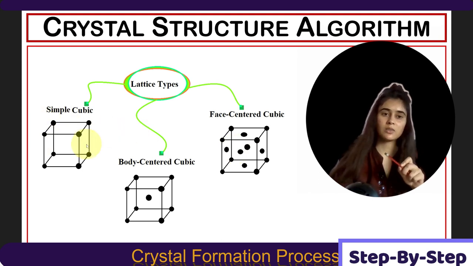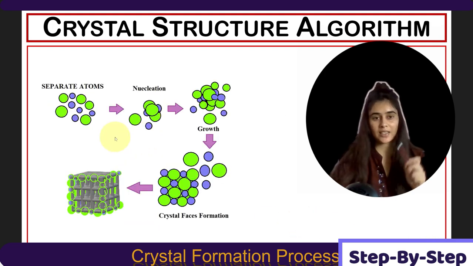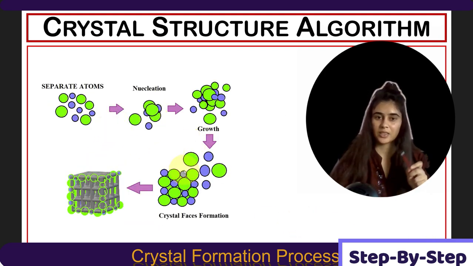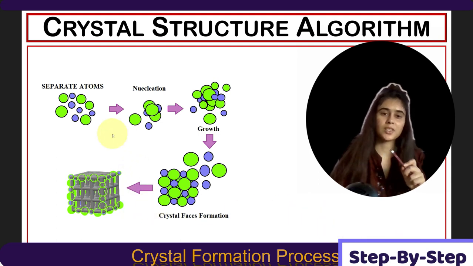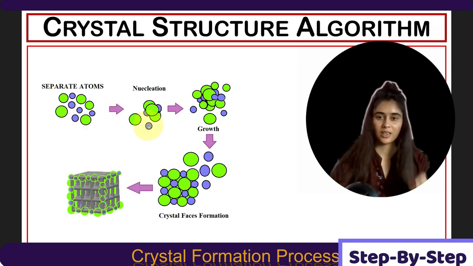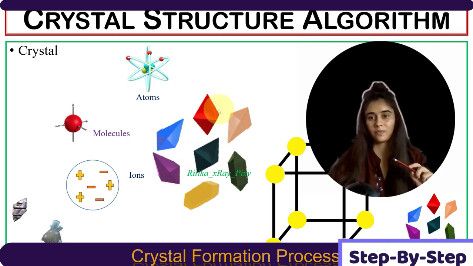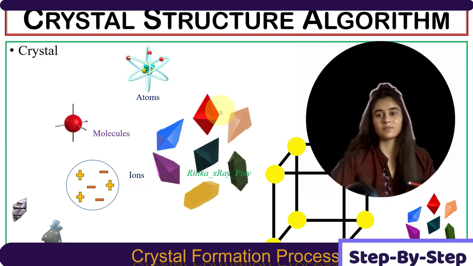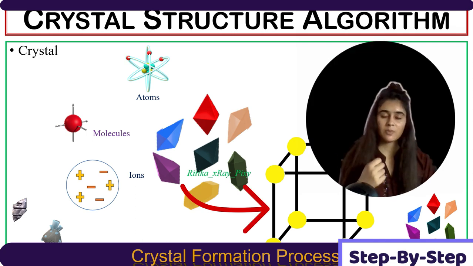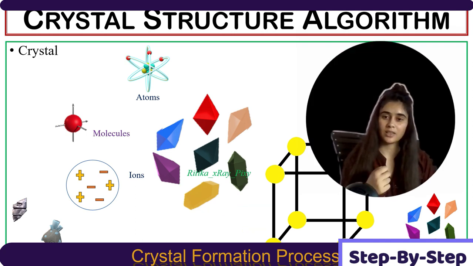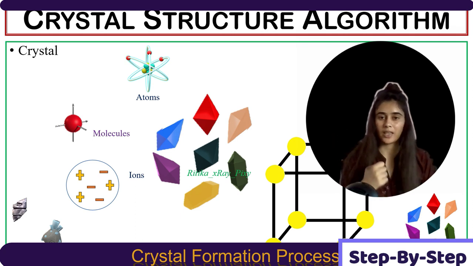The key to crystal formation is the formation of the crystal lattice. A lattice is a regular repeating 3D representation of atoms, molecules or ions within crystalline solids. For example, you can see here the crystal formation process that we will discuss in the upcoming slides. So we have different atoms, molecules or ions within a crystalline solid. Here you can see the lattice. Lattices play a major role in determining different physical and chemical properties of any material.